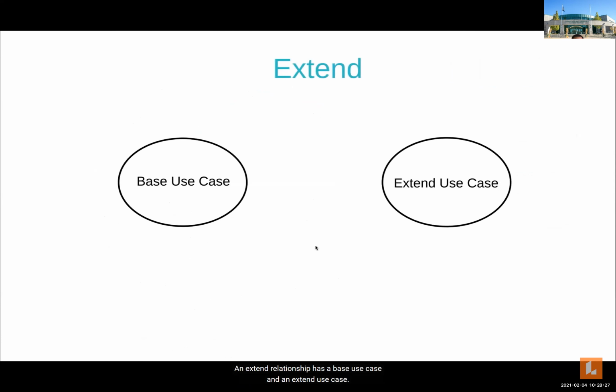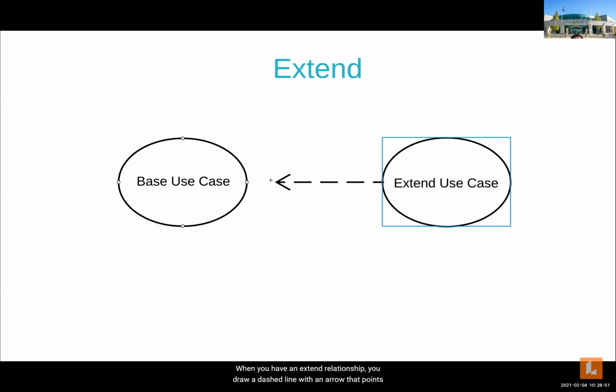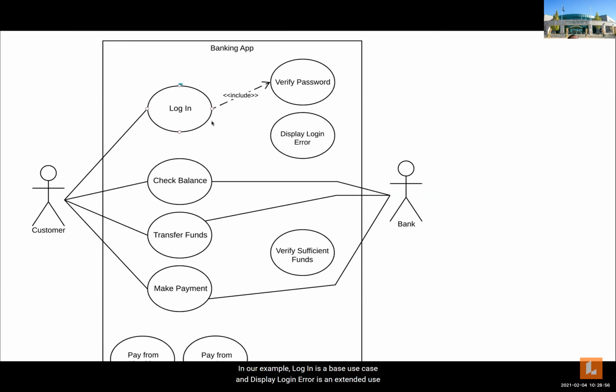The next type of relationship is the extend relationship. An extend relationship has a base use case and an extend use case. When the base use case is executed, the extend use case will happen sometimes, but not every time. The extend use case will only happen if certain criteria are met. Another way to think of it is that you have the option to extend the behavior of the base use case. When you have an extend relationship, you draw a dashed line with an arrow that points towards the base use case.